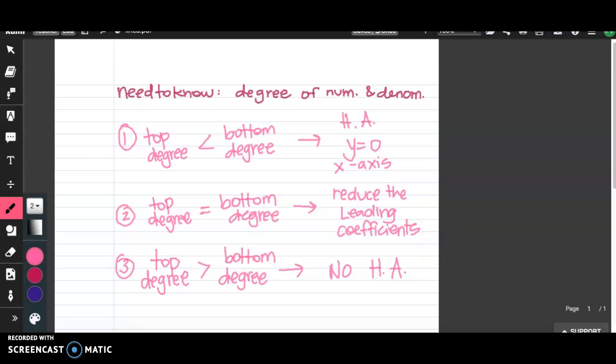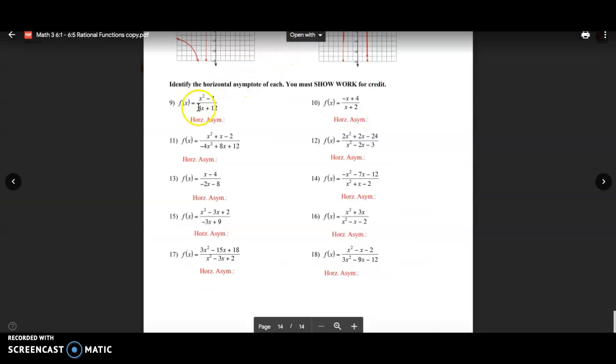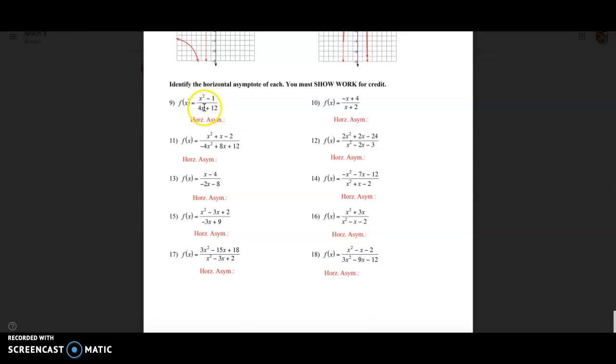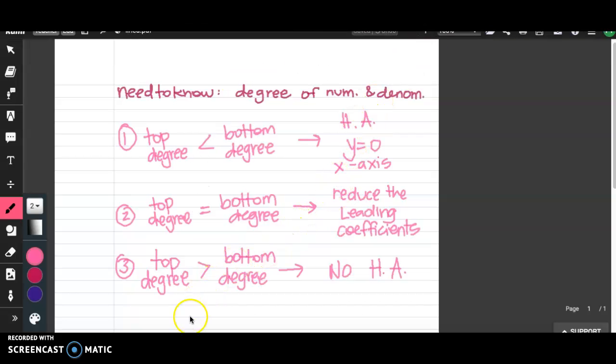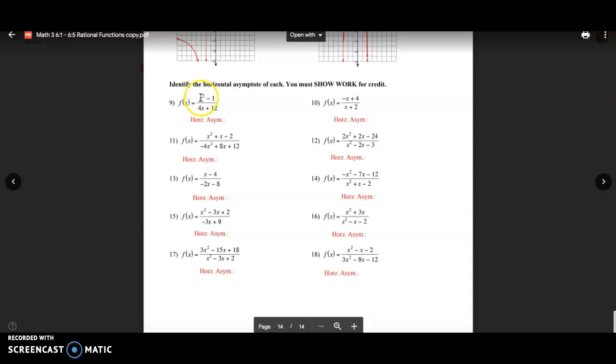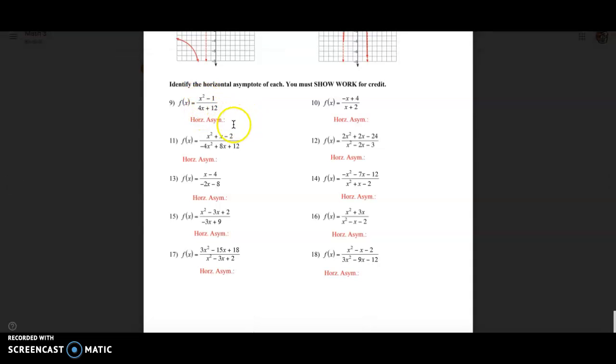So then let's take a look at the homework. Here it is. Like this one, I have a degree of 2 on the top for number 9, and then I have a degree of 1 at the bottom. So if I go back and look, that means that the top degree is bigger than the bottom degree. Right? Top degree is bigger than the bottom degree. I can say no horizontal asymptote.